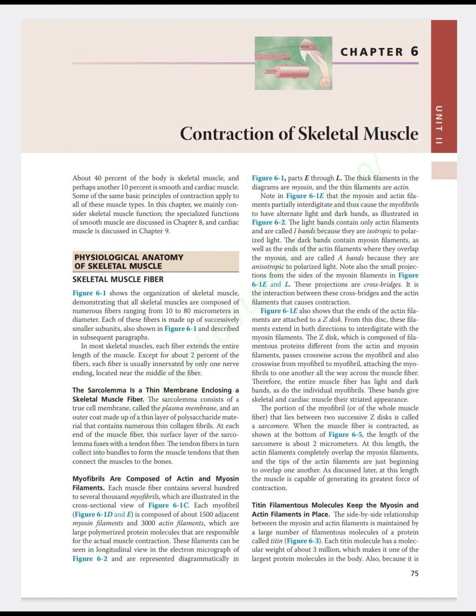Under the heading physiological anatomy of skeletal muscle, see the heading which is given: titin filamentous molecules keep the myosin and actin filaments in place. Highlight this heading. And the next line: the side-by-side relationship between myosin and actin filaments is maintained by a large number of filamentous molecules of a protein called titin.